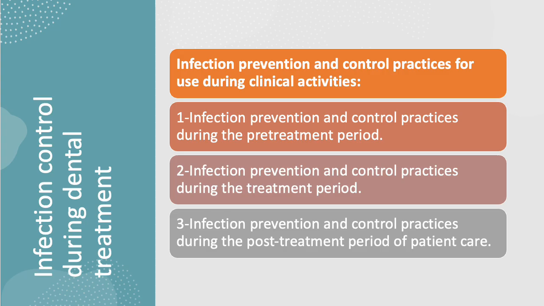Infection prevention and control practices for use during clinical activities are divided into 3 parts. We're going to talk about each one of them separately. The first one, infection prevention and control practices during the pre-treatment period. The second, infection prevention and control practices during the treatment period. The third one, infection prevention and control practices during the post-treatment period of patient care.